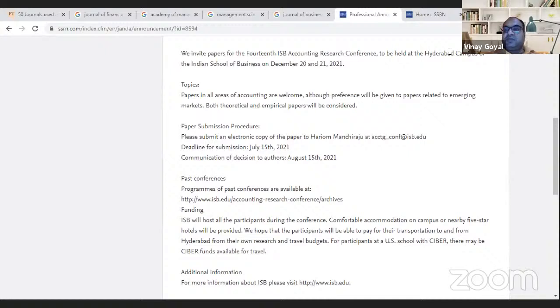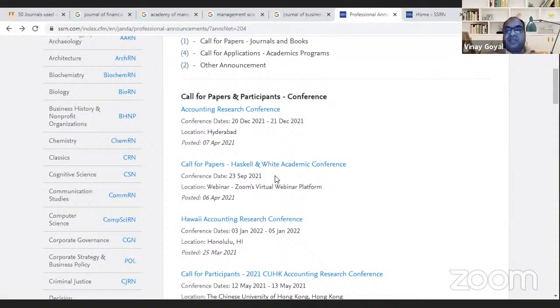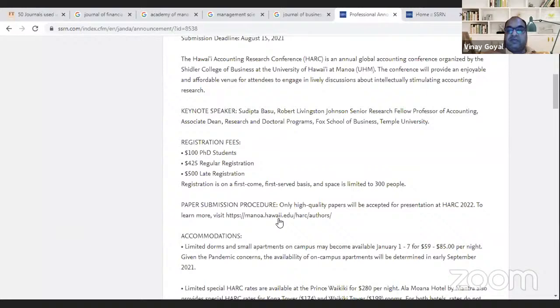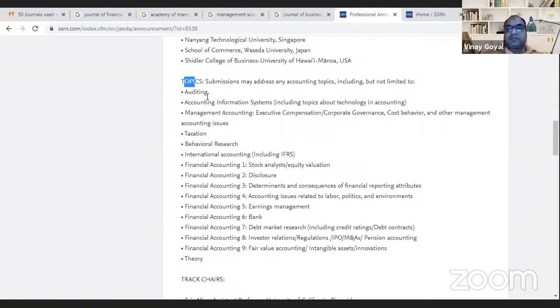Here you can see what type of preference they will give. Papers in all areas of accounting are welcome, although preference will be given to papers relating to emerging markets. Both theoretical and empirical papers will be considered. So now you get an idea of what type of papers they will accept. This is another very good conference, the Hawaii Accounting Research Conference. These are the topics they are giving, and these are contemporary topics.